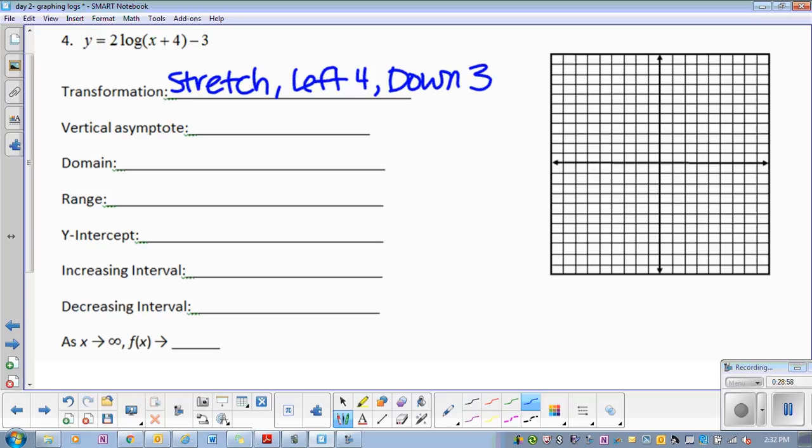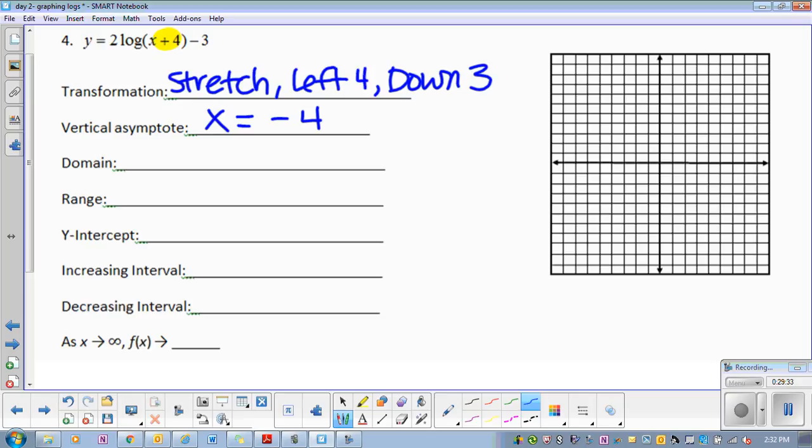Now, what is my vertical asymptote? Negative 4. Wait, what did you say about the opposite? Isn't that for the asymptote? Yeah, negative 4. Good. X equals negative 4, the opposite of the number that's inside the parentheses with the x. Yeah, I skipped 3. I'm sorry. I will go back to number 3. I want to do number 4 first.